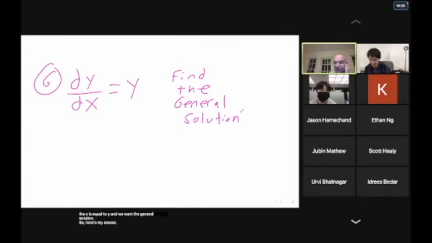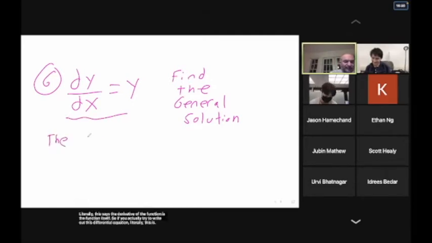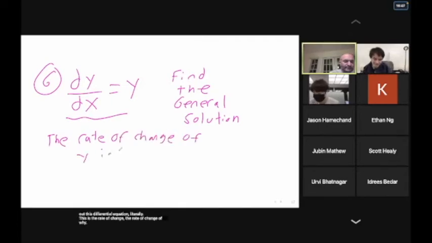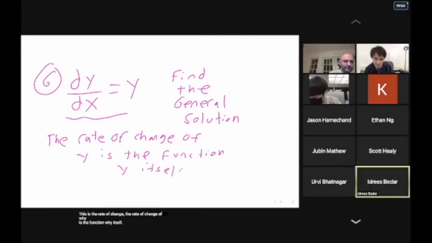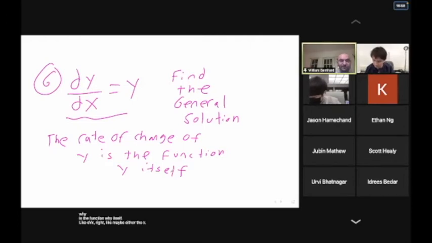So here's my interesting question to start. Literally, this says the derivative of a function is the function itself. So if you actually try to write out this differential equation literally, the rate of change of y is the function y itself. Like e to the x? Right, like maybe e to the x. So that's going to be my question for you.